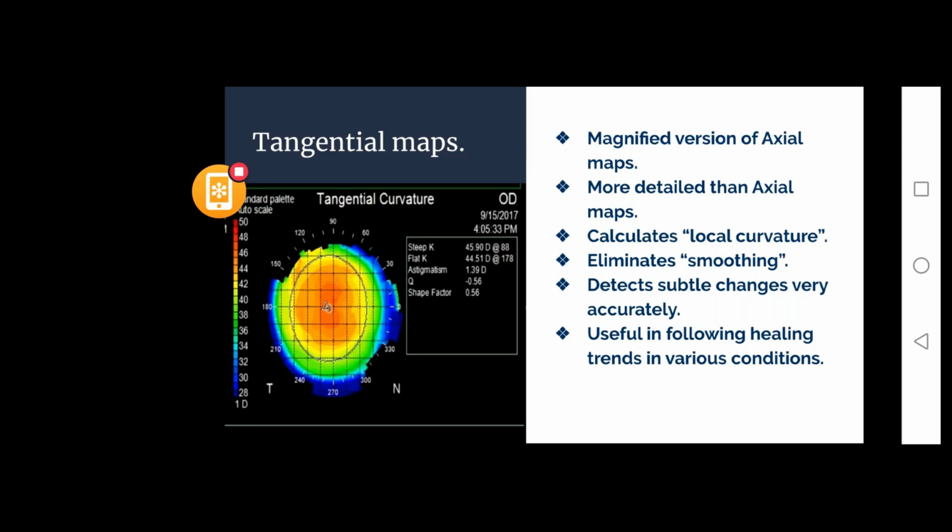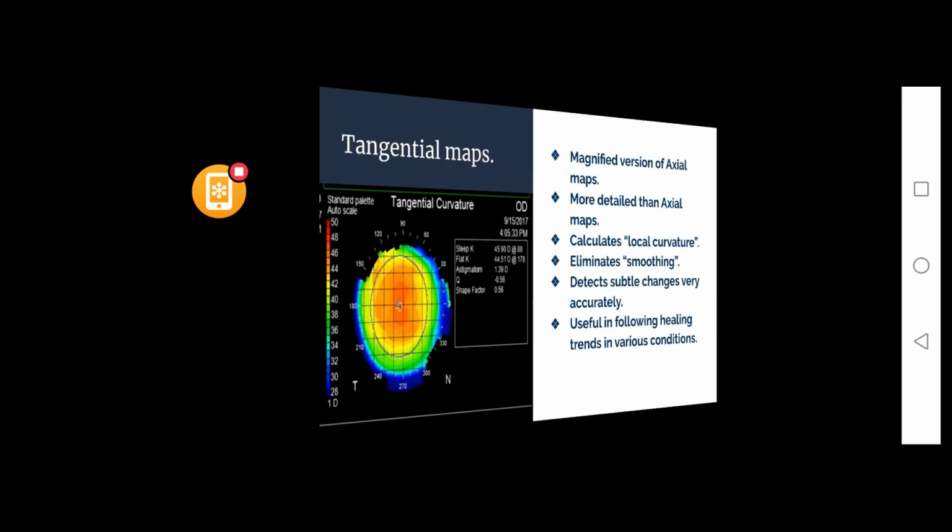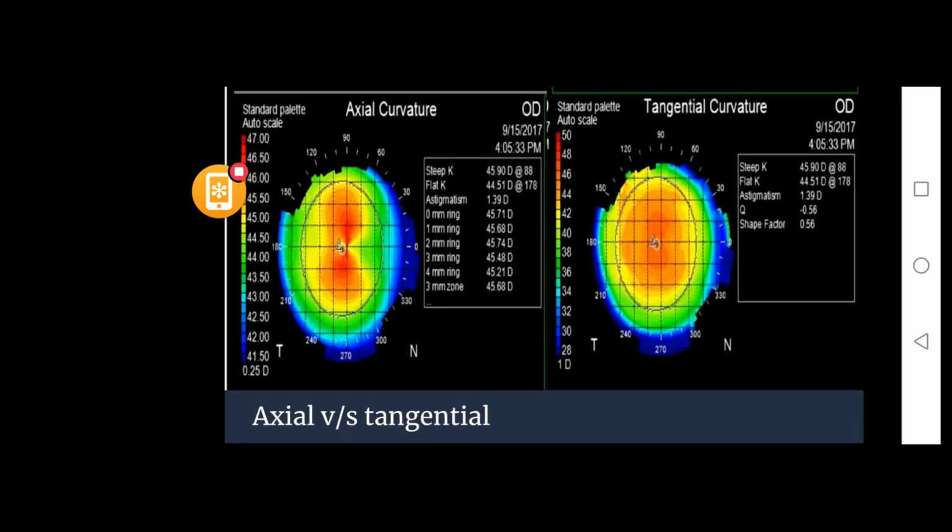Now, as I was telling you, there's a difference between the two. The tangential curvature does not miss out on subtle changes. Actually, it is very good to evaluate subtle changes. It is very helpful in healing conditions or worsening conditions, whether you want to keep an eye on the subtle changes on the cornea. Okay, so I'll show you the difference between the axial and the tangential curvature. But let me tell you about axial and tangential curvature one more time in very simple language.